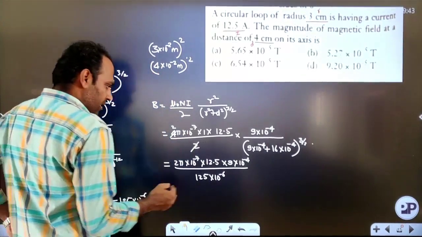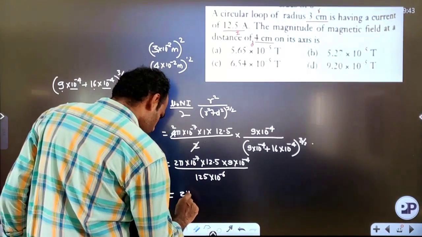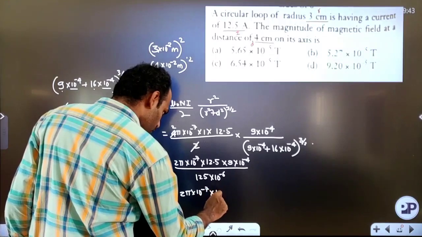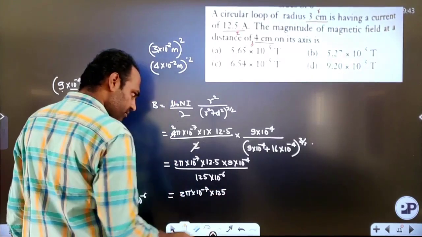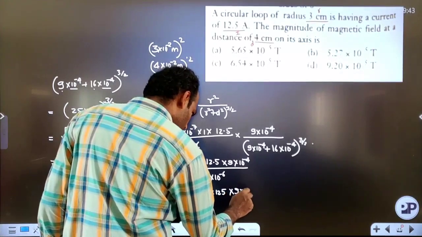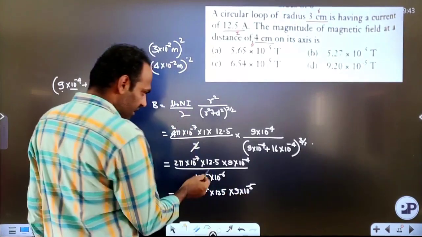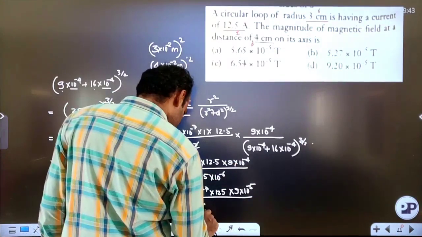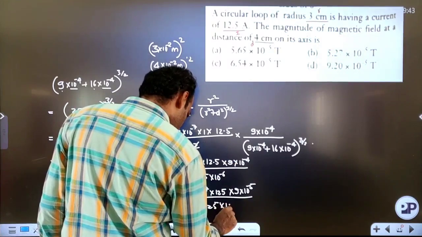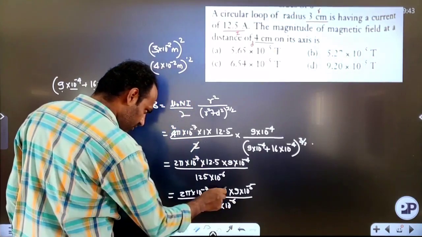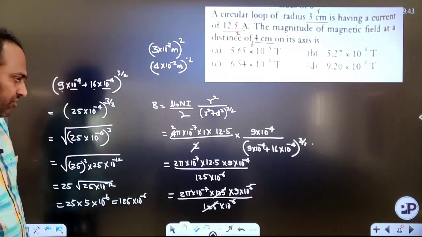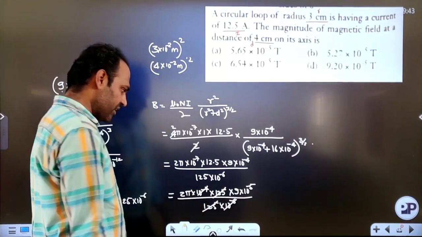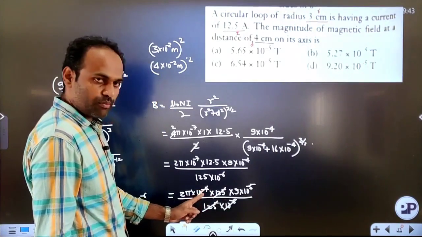ಇಲ್ಲೇ I can write it like this now. This is 2 pi into 10 to the power minus 7 into 12.5 ಅನ್ನೋದನ್ನ 125 ಅಂತ ಬರೀತೀನಿ, into 9 into 10 to the power minus 5. ಯಾಕಂದ್ರೆ ಇಲ್ಲಿ 12.5 ಇತ್ತು, ಅದನ್ನ 125 ತಗೊಂಡಿದ್ದೀನಿ. So this is 125 into 10 to the power minus 6. Right? 125 will get cancelled. 10 to the power minus 6 from here, minus 6 from here will get cancelled. What here it will be remaining? 10 to the power minus 1.